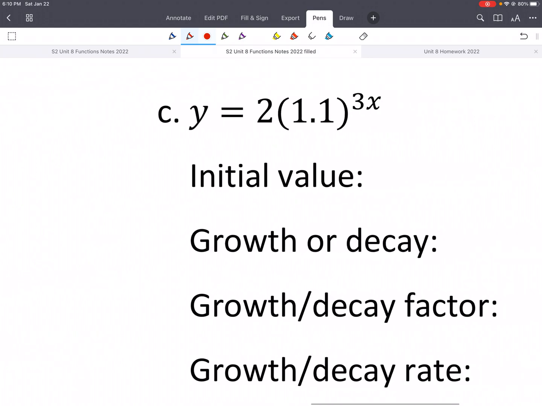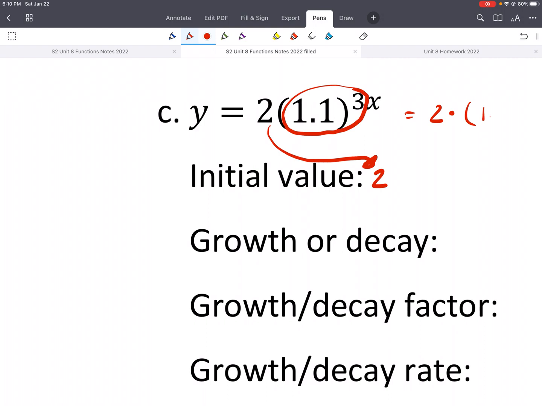So that would be 0.69 or 69%. All right, last but not least, the initial value is 2. You notice that the initial value doesn't matter. We're only evaluating the base and its exponent. So we'd end up getting 2 times whatever that will be, 1.1 to the third. So I end up getting 1.33 to the x. So we have growth. Its factor is 1.33, and its rate is 33%.